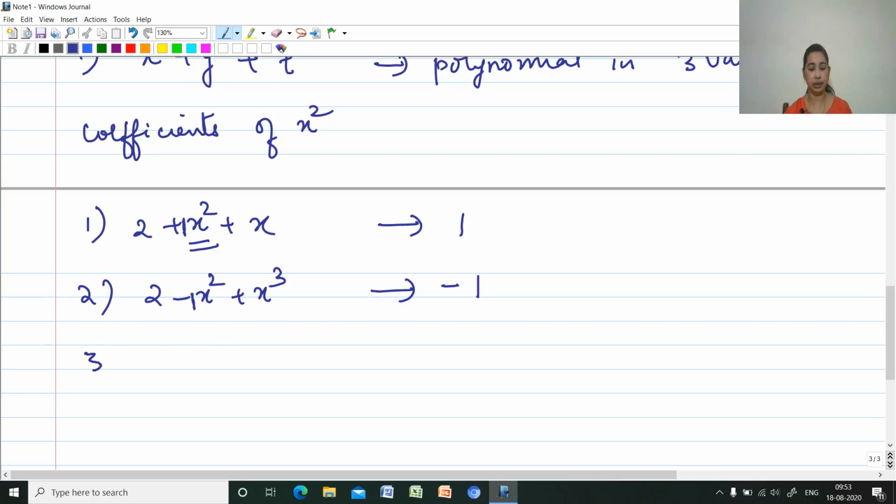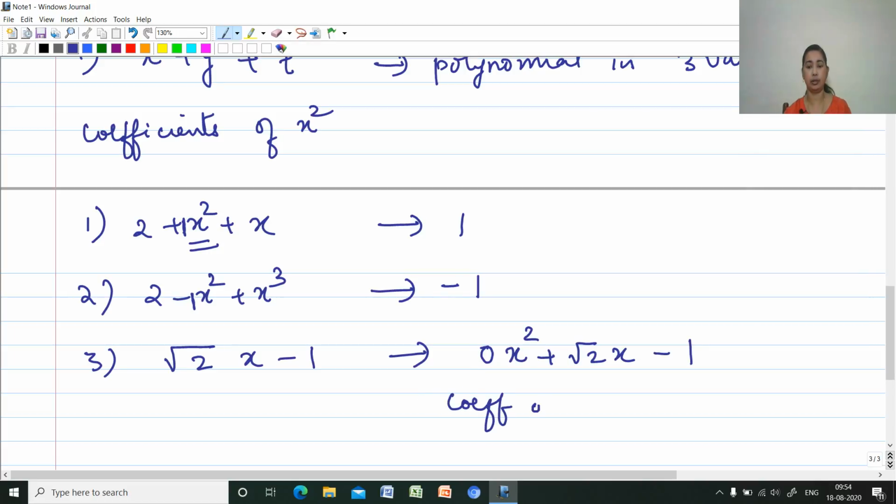Then third, another question here is root 2 into x minus 1. Asked for the coefficient of x square. We are not seeing any x square value here. X square term is missing here. So what you have to write? This we can write as 0x square plus root 2 into x minus 1. That means what is the coefficient of x square? The coefficient of x square is 0.